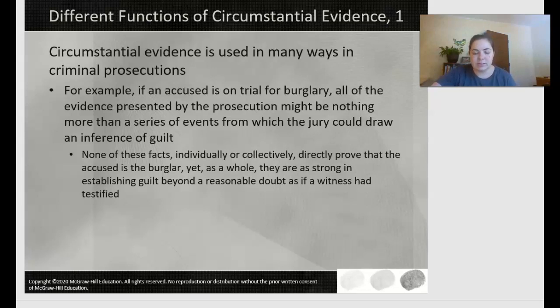Circumstantial evidence can be used in a lot of different ways in criminal trials. I like this example from the slides. If someone's on trial for burglary, all of the evidence presented by the prosecutor might be nothing more than a series of events from which the jury could draw an inference of guilt. If this were the case, none of the facts individually or even collectively will directly prove that the accused is the burglar. But as a whole, they're going to be as strong at establishing guilt beyond a reasonable doubt as if there was an eyewitness who could testify to the event.